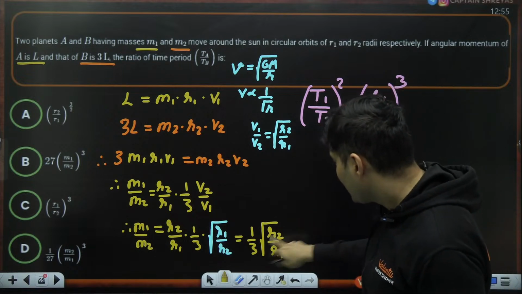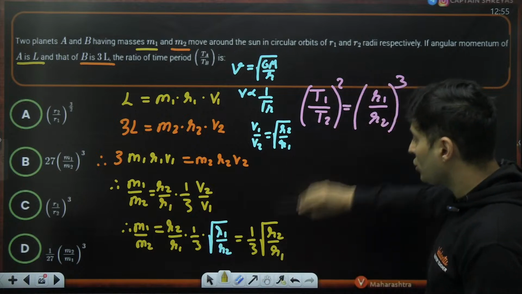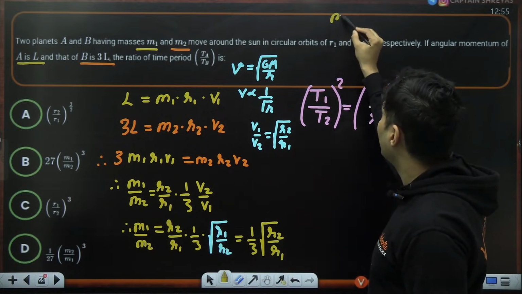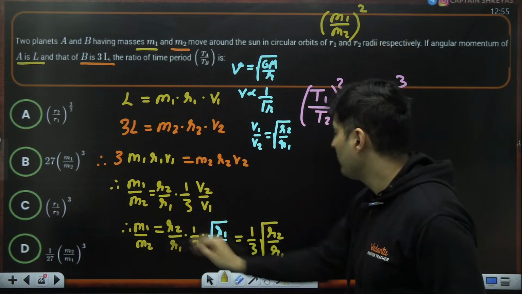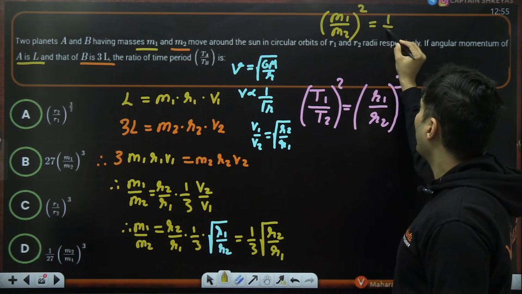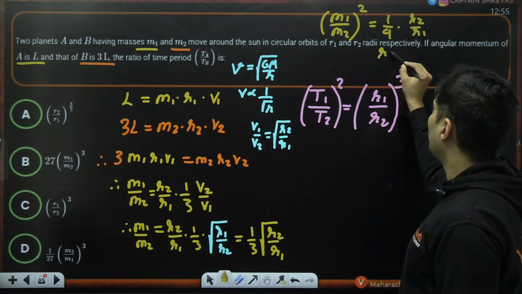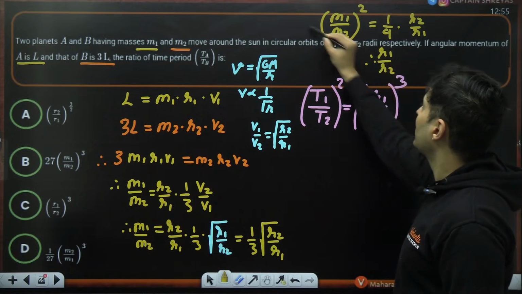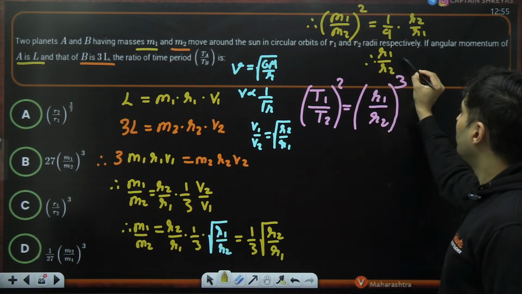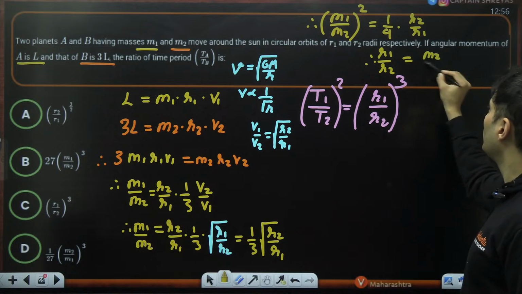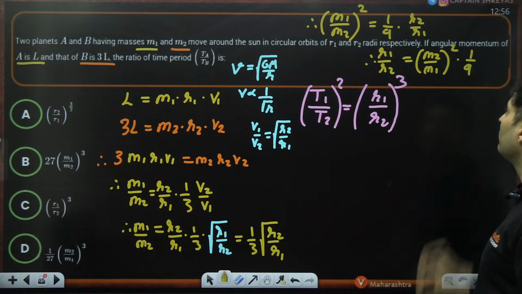But before that, square this, guys. Only then we will be able to substitute it. So squaring both sides, I will get this (M1/M2)² which will be 1/9 into R2/R1. So therefore R1/R2 will be nothing but (M2/M1)² and this 1/9 will be there.